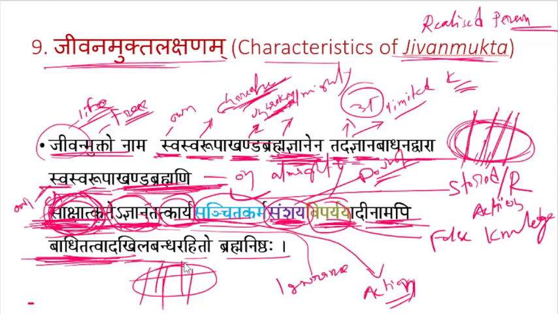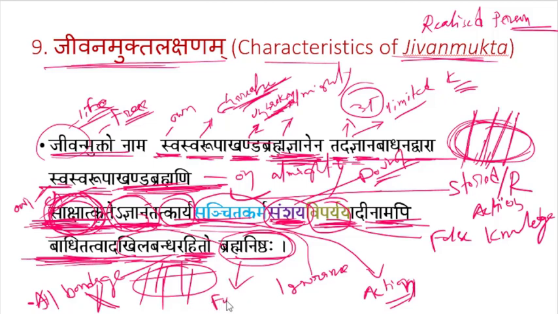Badhitatvat akhila bandhana rahita. Akhila bandhana means whole, all kinds of bondage. All bondage will collapse, be destroyed. Rahita means it won't be there. So all bondage will collapse. And where does it come from? Brahmanishtha. If you have full faith in Brahman. That's why they say first you should have Shraddha. Shraddha means faith.